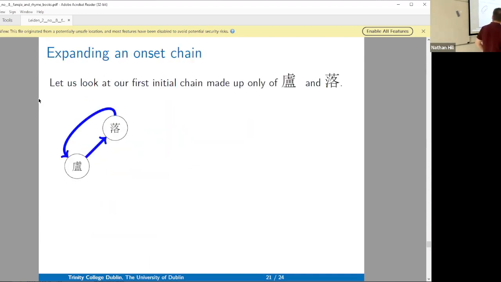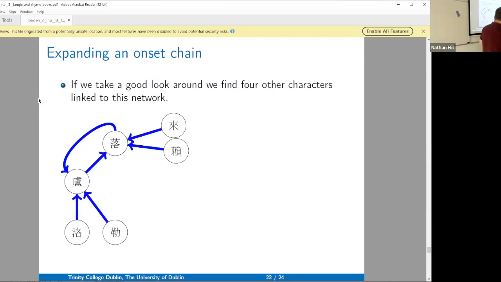Okay, so now let's expand an onset chain. Look at our first initial chain, which was made up of these two characters. And we got into a little loop there, right? So if I start with this or I start with this, I end up in an infinite loop and I won't get anywhere. But if I start kind of God knows where, some of those chains will lead back to these two.